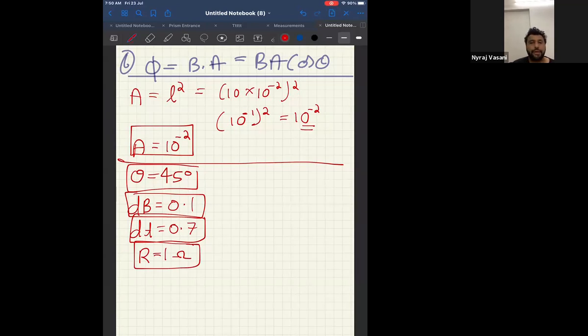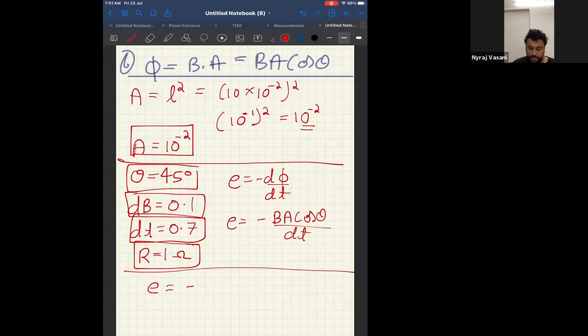Now, before I find current, let me find EMF itself. Now tell me, what is the formula for EMF? E is equal to minus d phi by dt, or E is equal to minus phi, which can be written as B A cos theta, upon dt. Now, E equal to minus B is 0.1, A is 10 power minus 2, cos theta is cos 45, which is 1 by root 2, upon dt is 0.7. Tell me, are you clear till here?